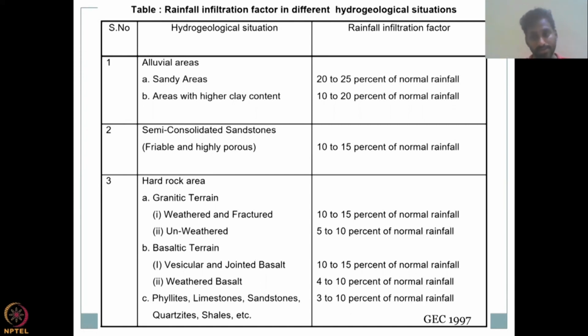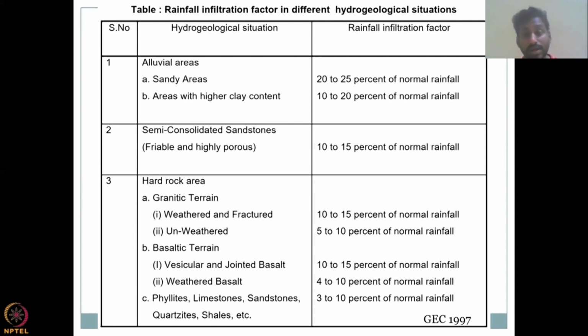Let us take alluvial areas. Where are alluvial areas? We have that in the Ganges Basin, for example. Okay, so those areas have sandy soil formations, sandy areas, and areas with higher clay content. So the rainfall infiltration factor, which is how much percentage of the rainfall goes into your aquifer through infiltration, is calculated. And it is given as a percentage, 20 to 25, 10 to 20% of normal rainfall.